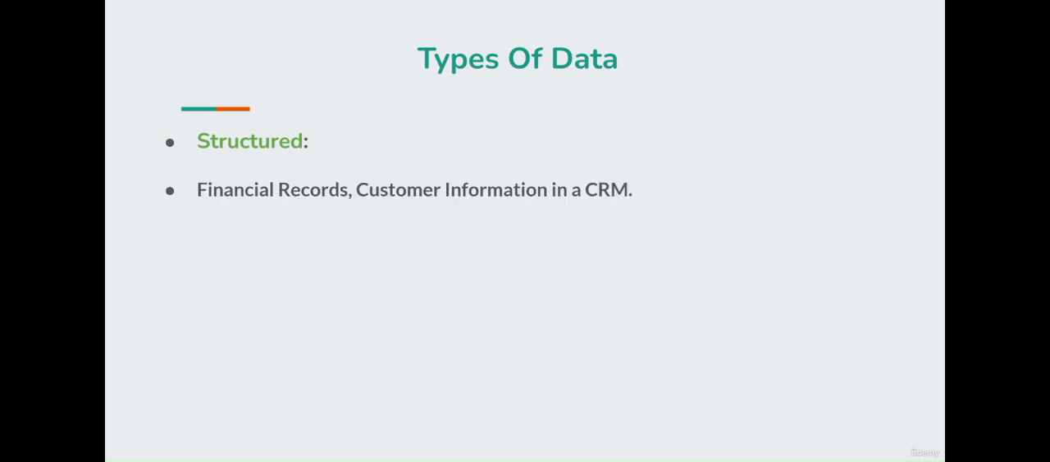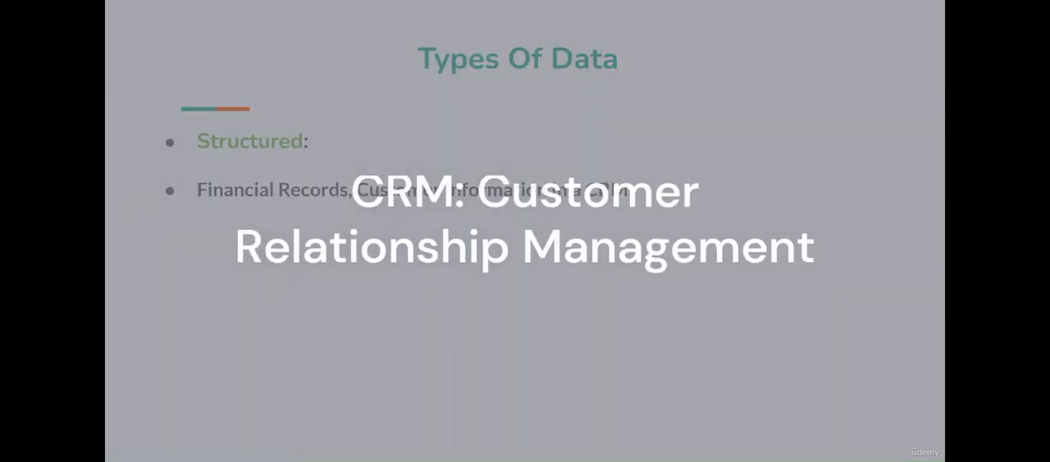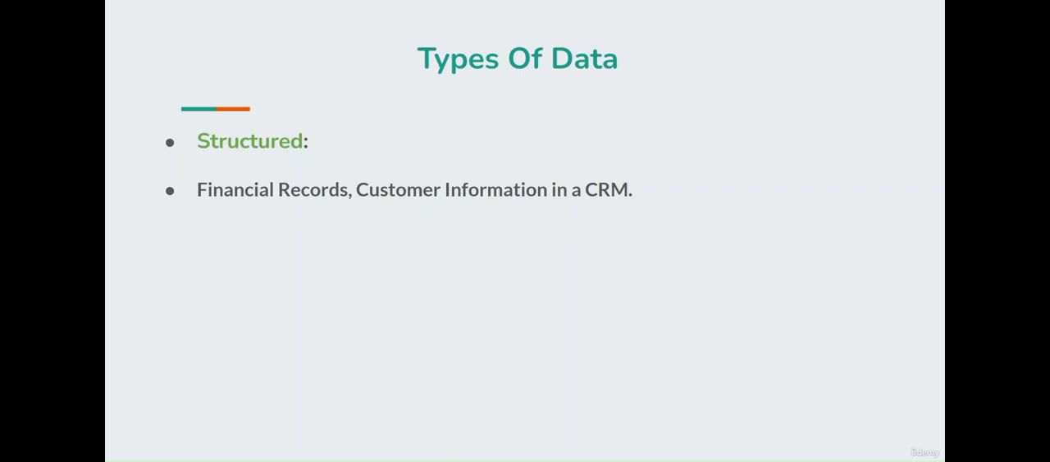So let's talk about the types of data. Number one is structured data, which refers to information that is organized and formatted in a specific way, following a predefined model or schema. Structured data has a well-defined structure where each data element is assigned a specific data type and fits into a predefined table, field, or column. Examples of structured data include financial records, customer information in a CRM system, or inventory data.